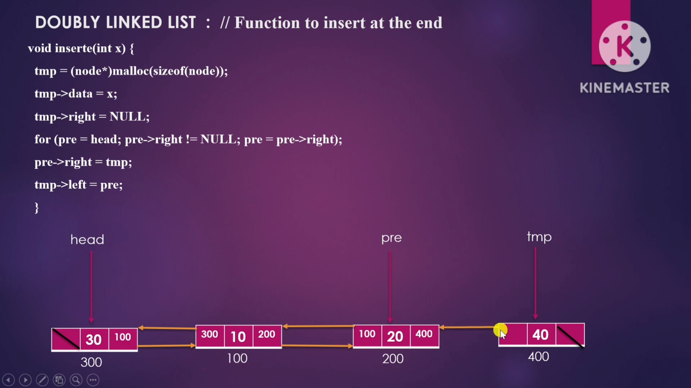So the backward link has been created. Next, in temp's left, pre's address, that is this 200, is stored. 200 is stored in temp left. So now I have successfully inserted the node at the end of the list.